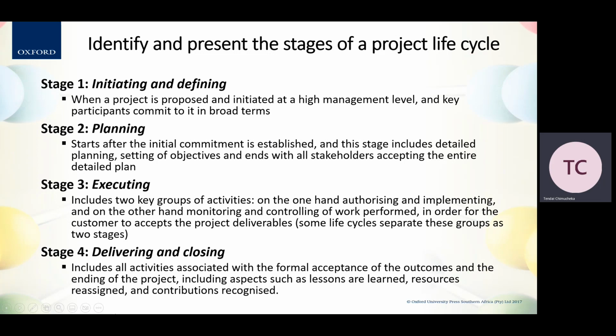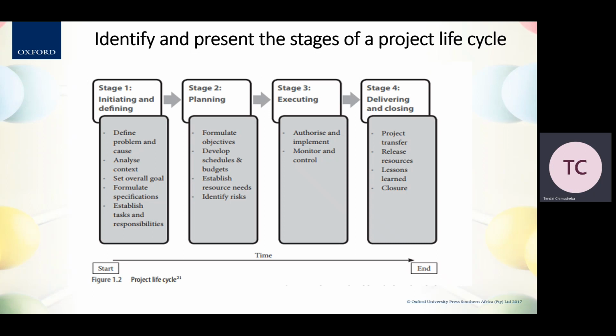Then we also ought to be able to identify and present the stages of a project life cycle. So in terms of the stages of a project life cycle, there are four basic steps. One being initiating and defining, then the second one being planning, the third one being executing, and lastly delivering and closing.